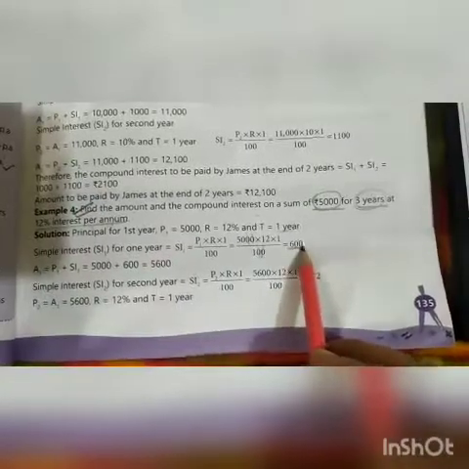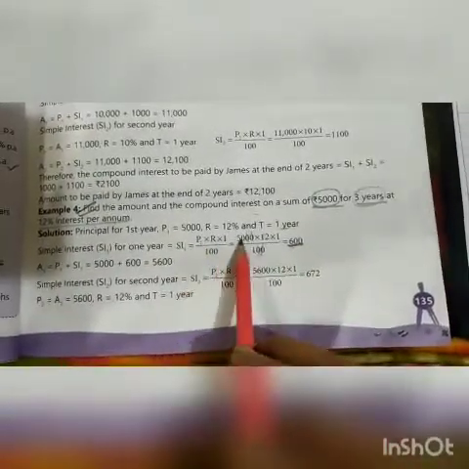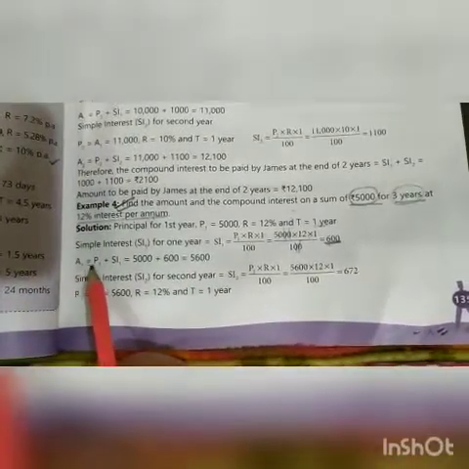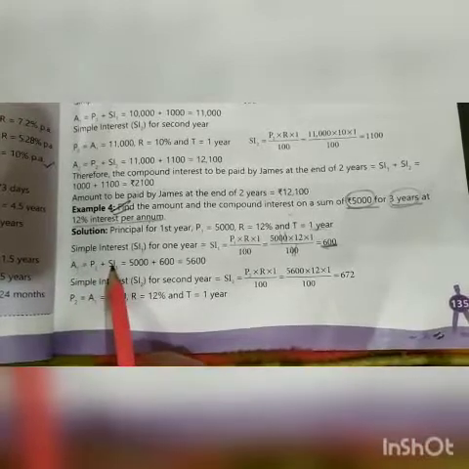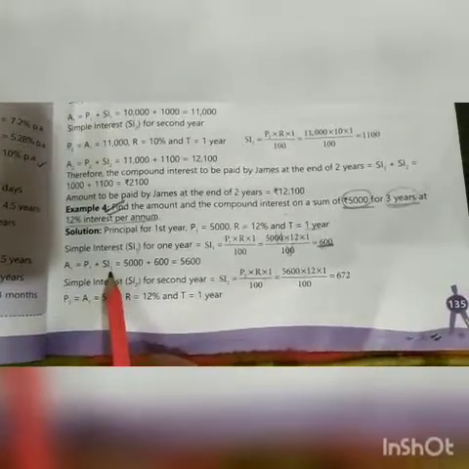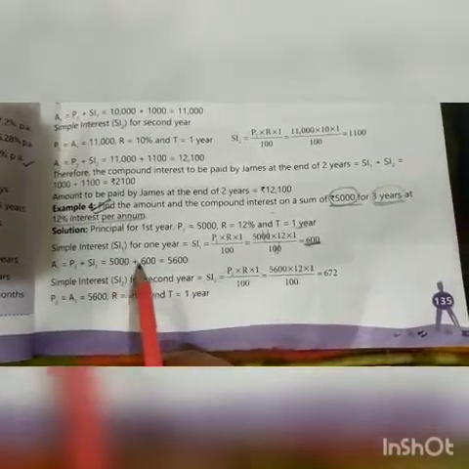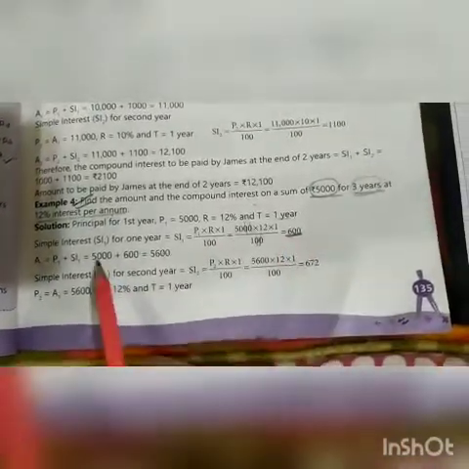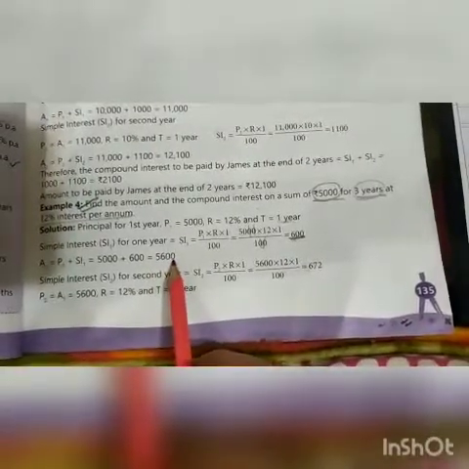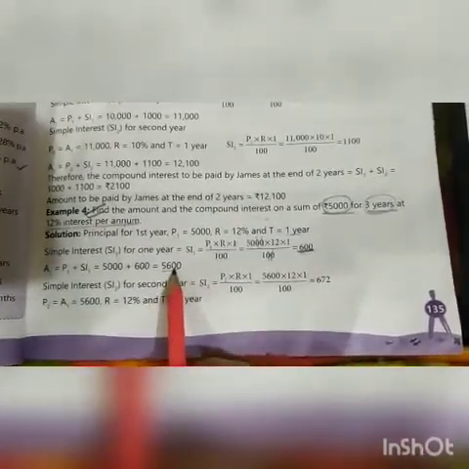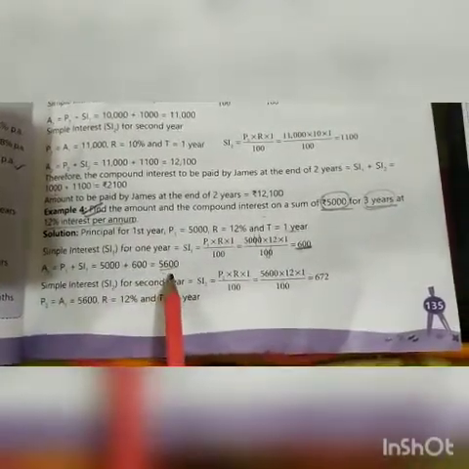Now this simple interest will be added to the principal. See here, A1, the amount for the first year, is equal to P1 plus SI1, so principal 5,000 plus 600. We get 5,600. This is the amount at the end of the first year. Now this amount at the end of the first year will become the principal for the next year, the second year.